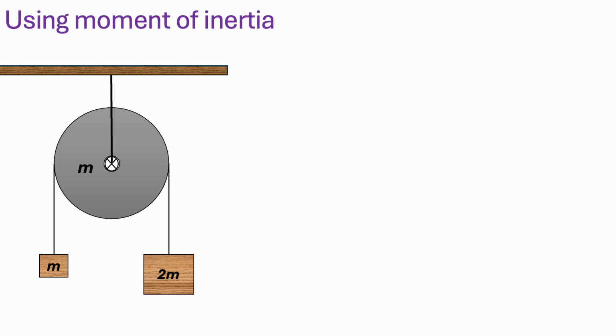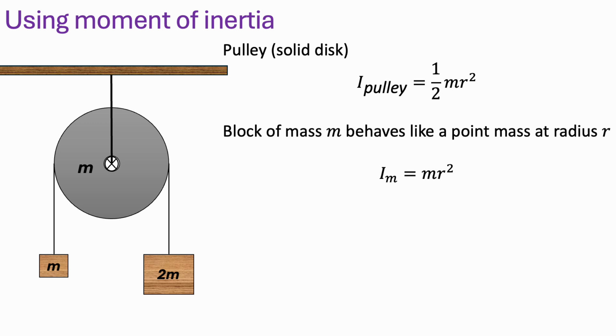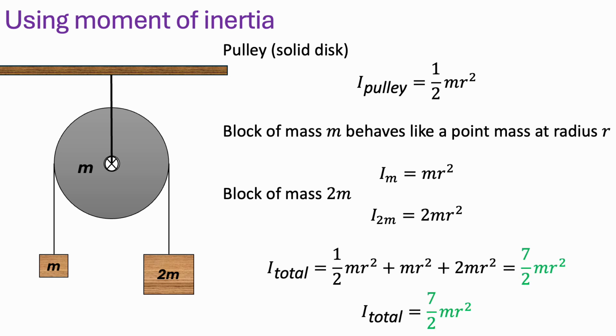Here's the next one. We can use moment of inertia, because moment of inertia is a sum of all the masses times the radius squared from an object. So here we go. Pulley, we know that's already mr squared over 2, or half mr squared. We've got the mass m, and that's just going to be mr squared. And then we also have the mass 2m, which is going to be 2mr squared. So when we find the sum of all the moments of inertia, it gives us 7 over 2 mr squared.